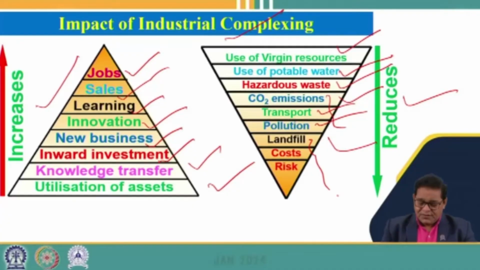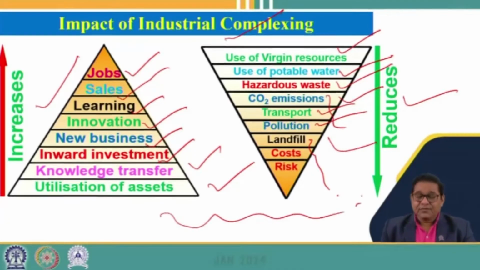So we are in a win-win position by adopting industrial complexes. One way, it enhances jobs, production, learning, innovation, and the opportunities for sustainable management of resources. On the other hand, it reduces the requirement of raw material and water, and also minimizes waste and the environmental pollution problem.